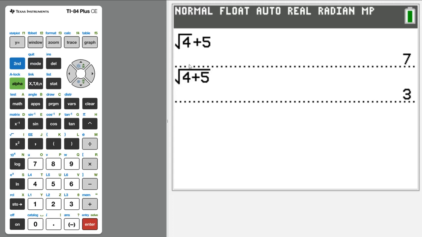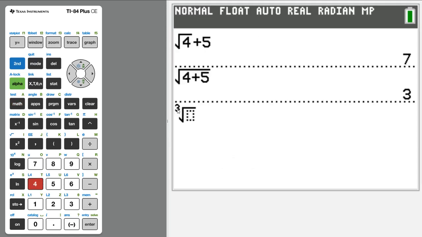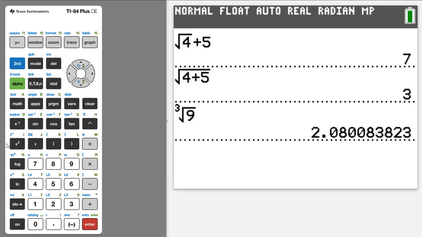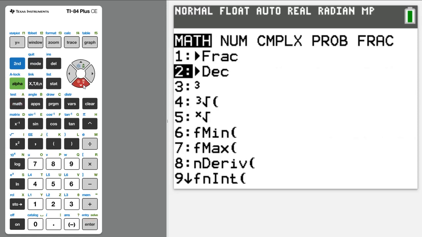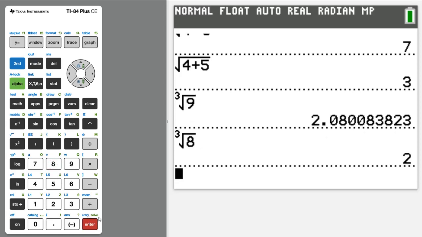Now we call it a square root because technically there's a little hidden 2 in this radical. There are other options for that. So if I hit math, you'll notice choice 4 and choice 5 here are also using radicals, but choice 4 is what we call a cube root because it's the power of 3. So something like 9 does not cube root very well, but something like 8 actually cube roots very well because 2 times 2 times 2, I'm holding up 3 fingers, is 8. So cube root is hidden underneath the math button.